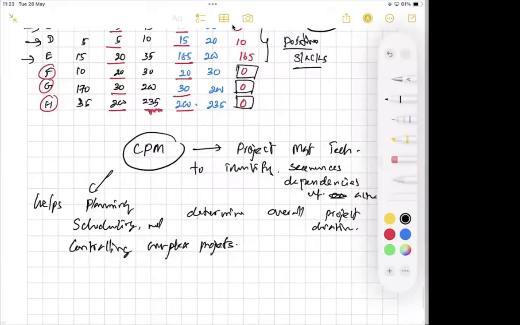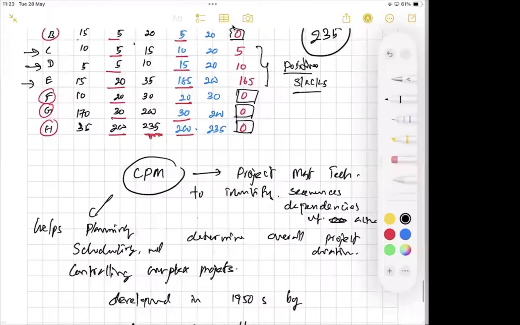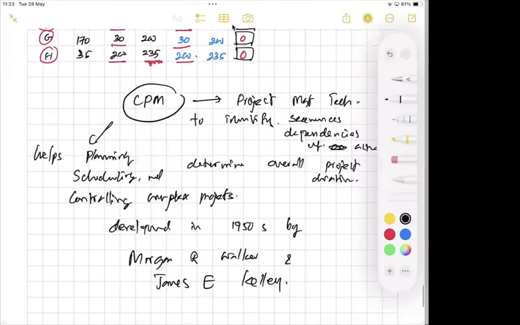right? The critical path method was developed in the 1950s by Morgan R. Walker and James E. Kelly, right? In the critical path method, we will use one time duration, right?